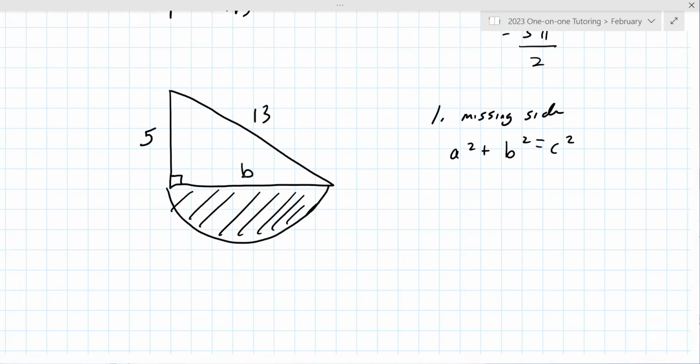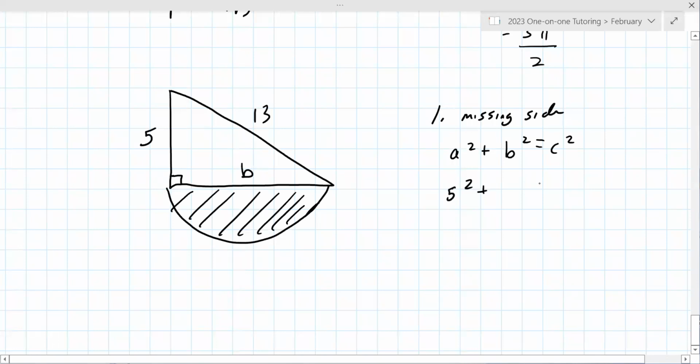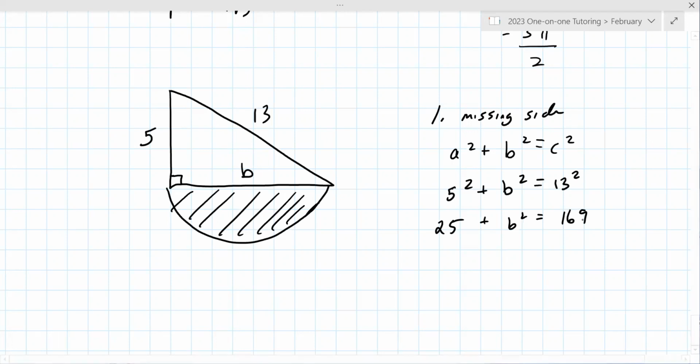I think it's... The legs always shoot out from the 90. Yeah. Shoot, I wrote 13 as b instead of c. That's okay. That's why we're doing it, so I can help you get caught up here. So 5 squared is 25 plus b squared equals 169. So b squared equals 144. What is b? B is 12. Good.